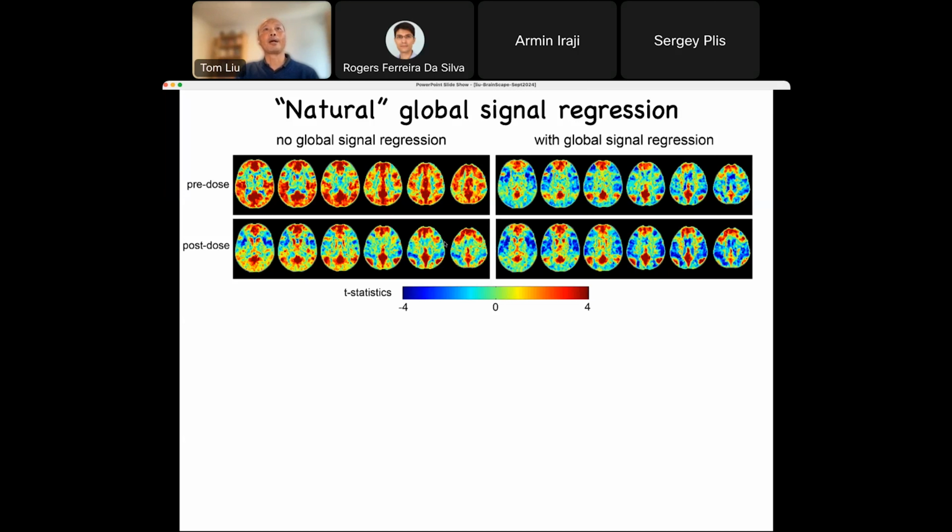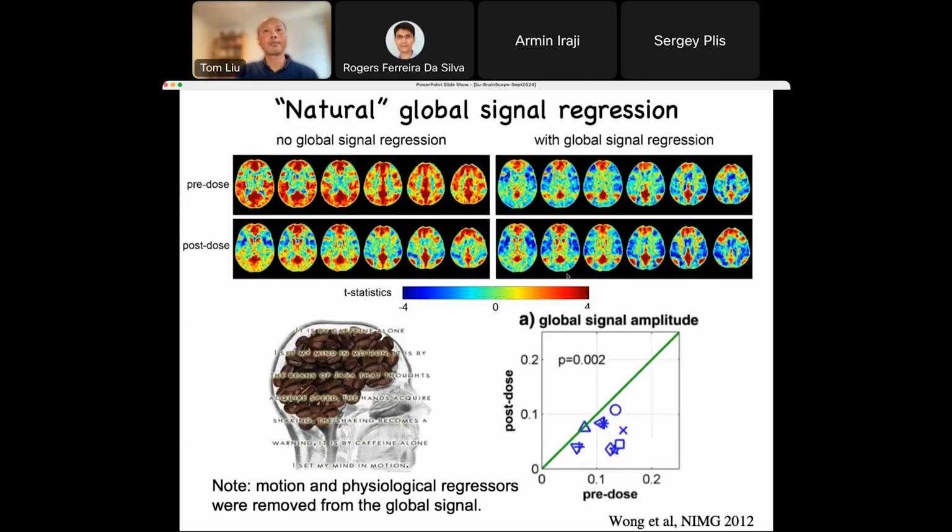So in a sense, the caffeine is doing some sort of natural global signal regression, and something in the physiology is reducing a global signal component. In fact, if we measure the global signal amplitude, which is simply the variance of the global signal, we find that there is a significant reduction in that global signal amplitude with the caffeine dose.